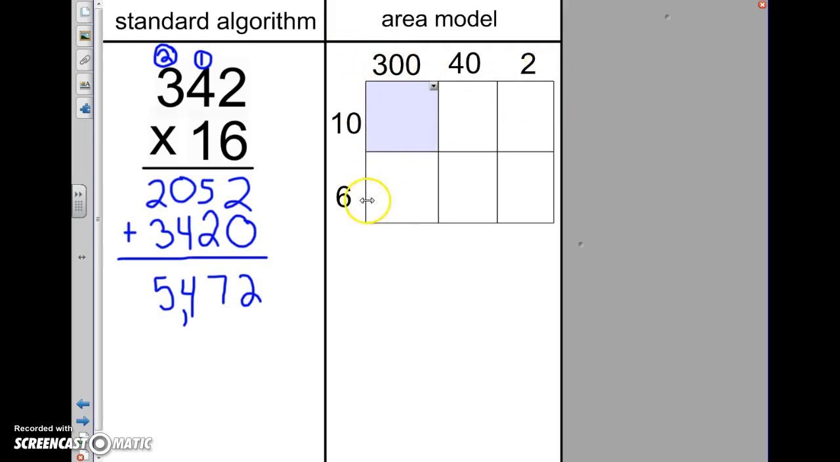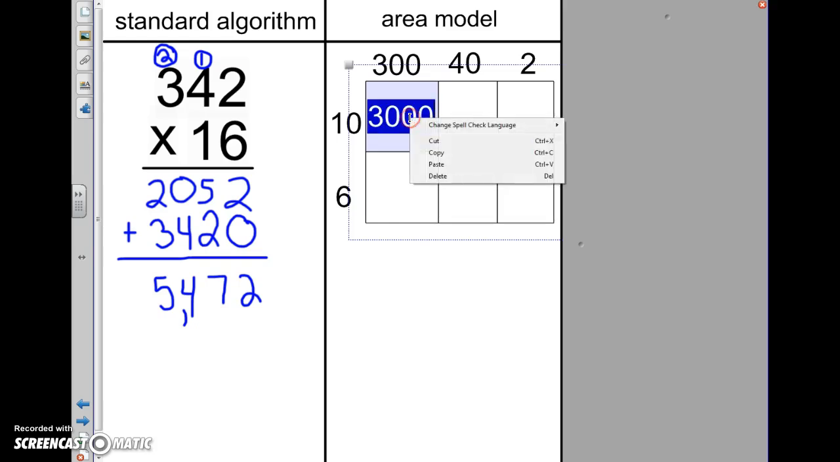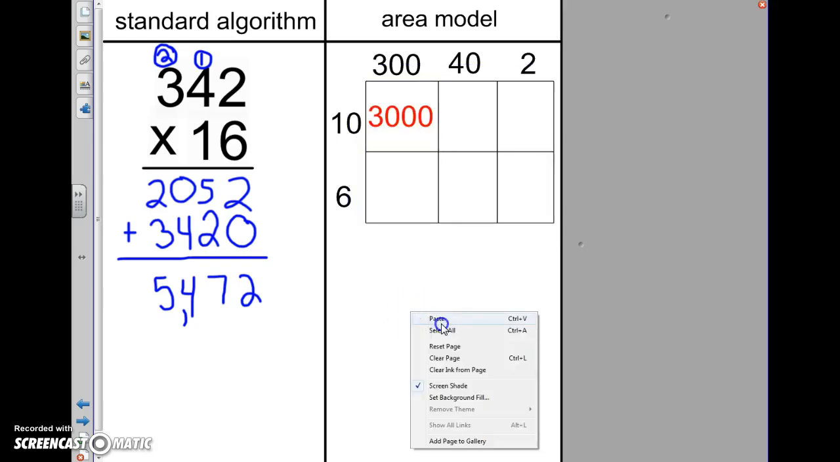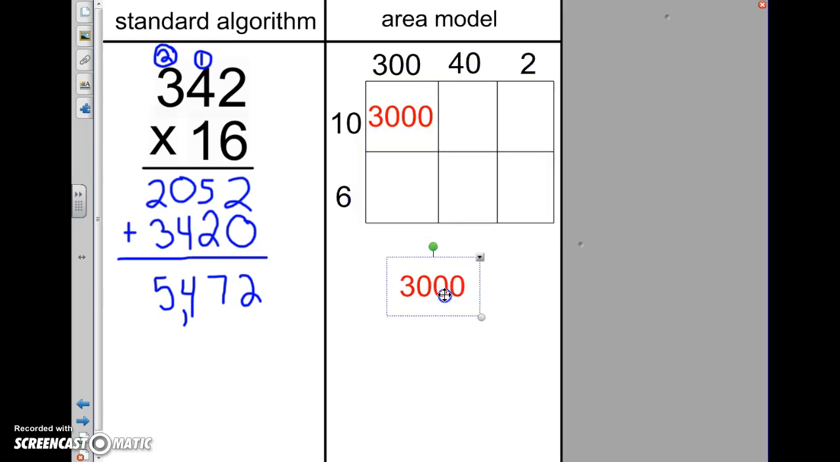Remember, to find the area of this whole rectangle, that's 342 long and 16 wide, we break it up into these little sections. It's like finding the area of the whole home by finding out the area of each of these bedrooms, and then eventually we'll put it all back together. So the area of this section, which is 300 by 10, we go 300 times 10, which is 3,000, right? And I'm going to move it down here too. It's just going to hang out here, and we'll do something with that in a little bit.